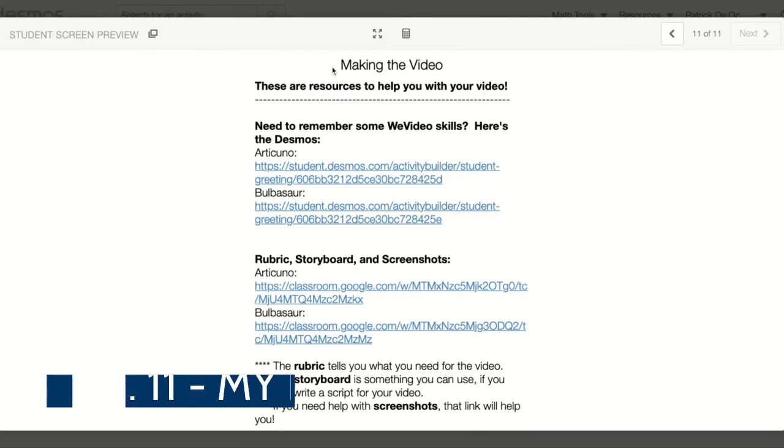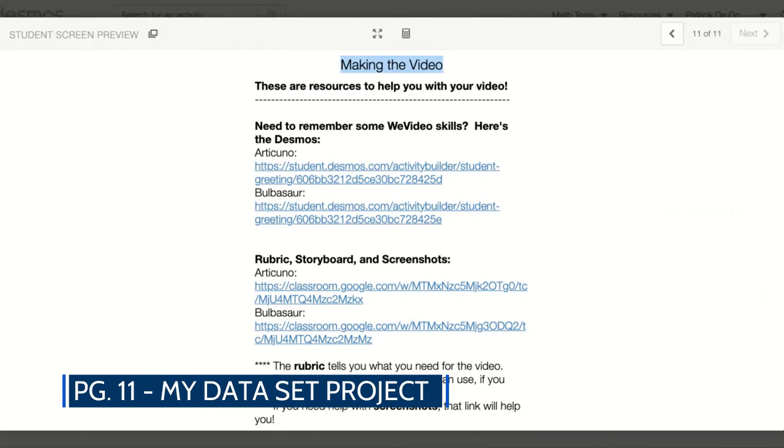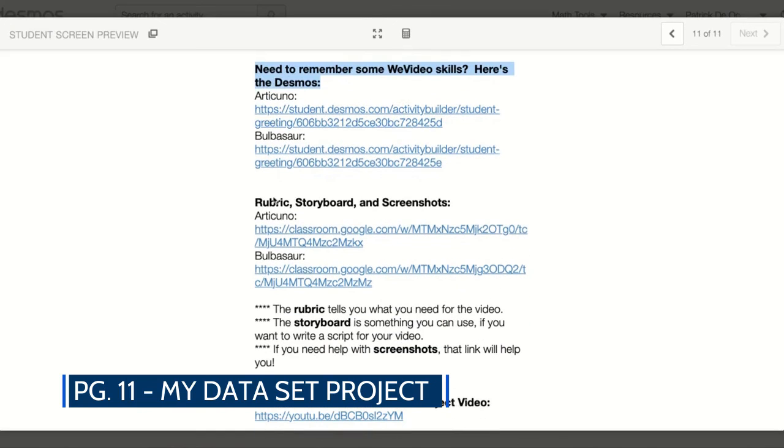Last page, page 11. Title is Making the Video. These are resources to help you with your video. Do you need to remember some WeVideo skills? Here's the Desmos for that, and remember to click the correct one for your class. If you need the rubric, storyboard, and screenshots, you can click one of these links for your class.